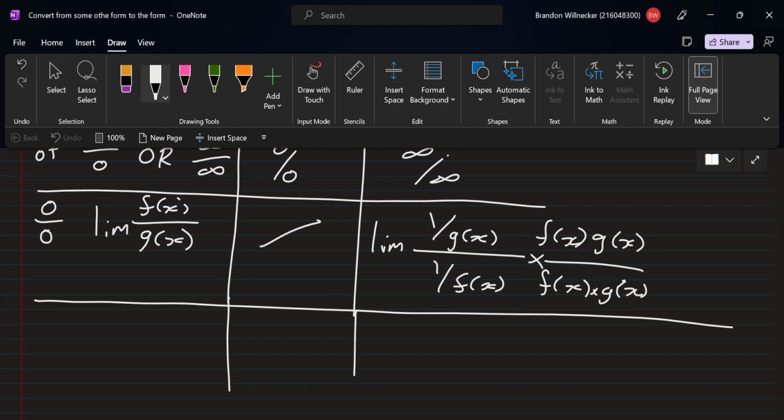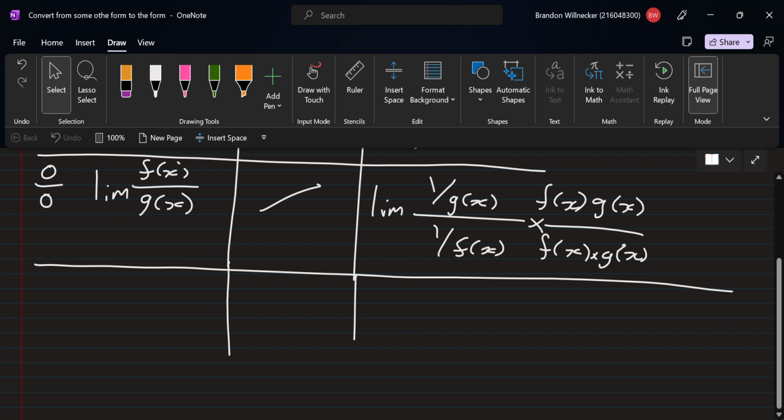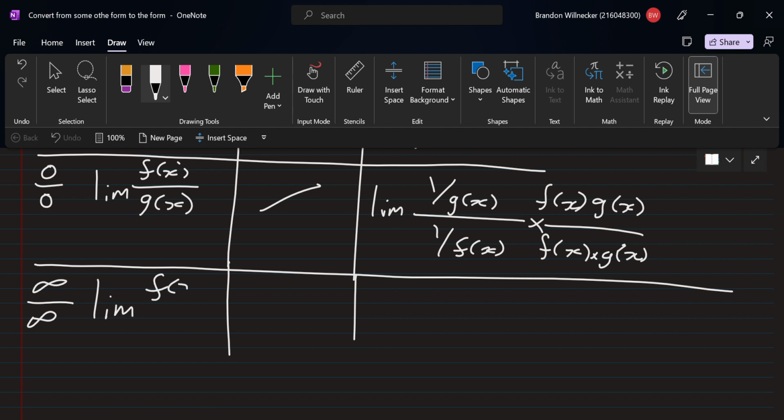Okay, so that's the 0 over 0 case. We can look at the infinity over infinity case. So again, it looks something like f of x over g of x, but now the top part goes to infinity and the bottom part goes to infinity. So we can ignore the second one, it already looks like that. We're going to do a very similar thing.